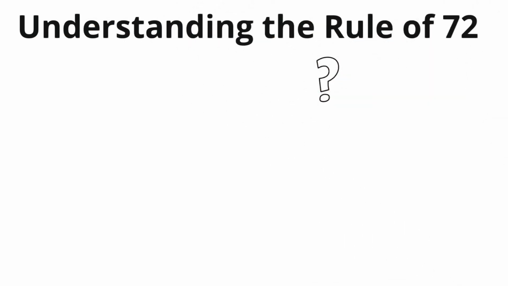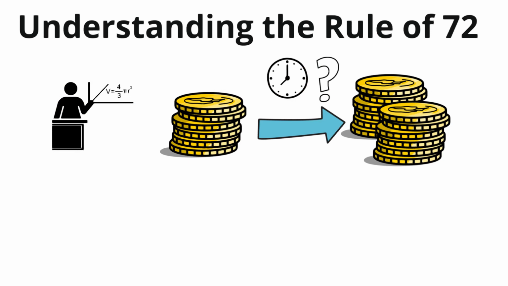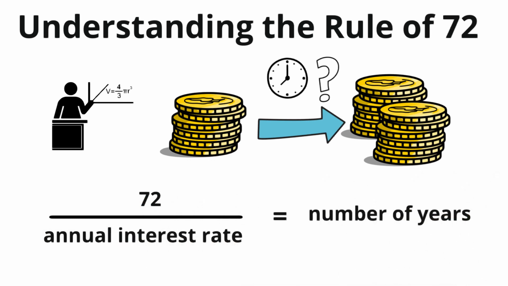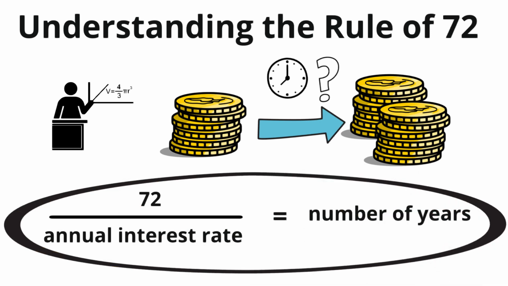So what exactly is the rule of 72? Well, it's a quick and easy formula to estimate how long it will take for an investment to double. Given a fixed annual rate of return, you just take the number 72 and divide it by the annual interest rate. The result is the approximate number of years it will take for your money to double. Simple, isn't it? Now let's understand its applications with different examples.